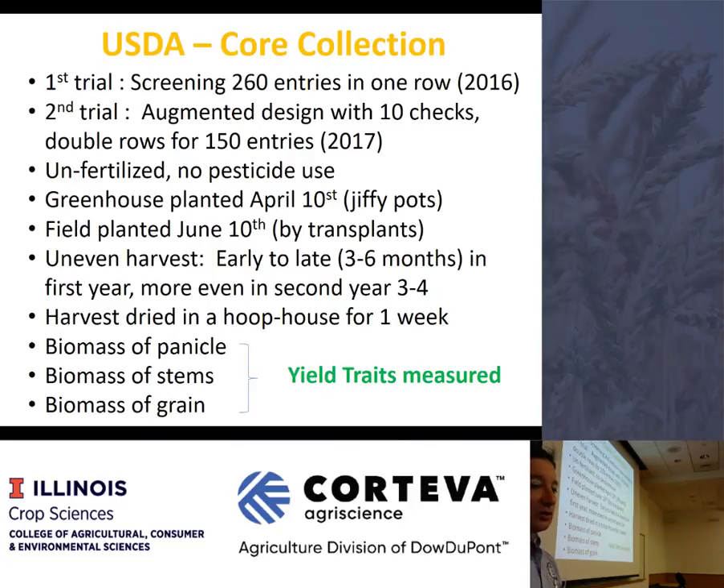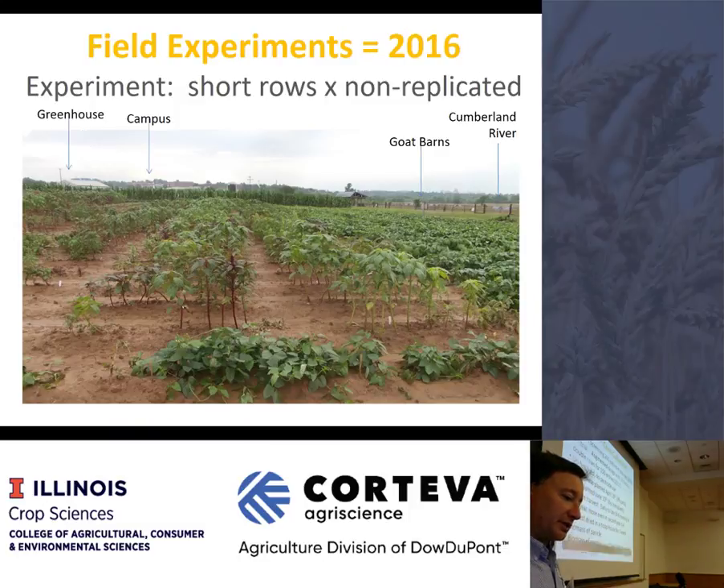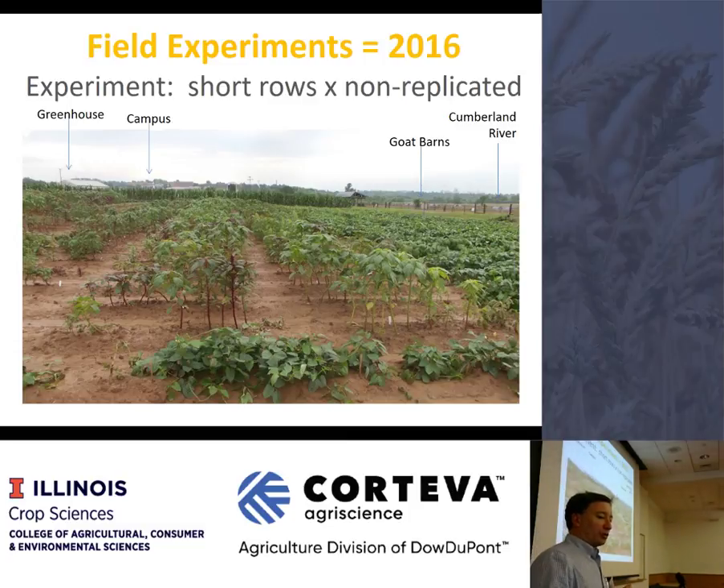So the USDA core collection was planted in a similar way. It was planted just a little bit later than we normally planted our seed savers, and it was also started a little bit earlier than the ones that we had done for seed savers. And there was a lot of variability in terms of uneven harvest. So we also had to dry and get the seed heads dried before we process them.